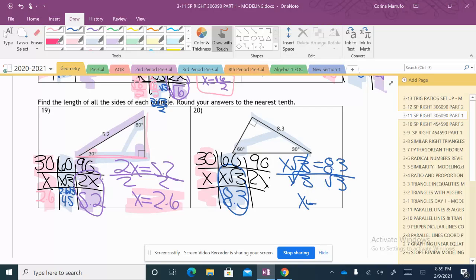This cancels, x equals, and I'm going to put that in my calculator. Second square root of 3, 4.79. Okay, so that's what x is equal to. So when we plug it in here, 4.79. And then last, we go ahead and multiply that times 2, and that gives us 9.58, which is going to be across your 90. And that's it.